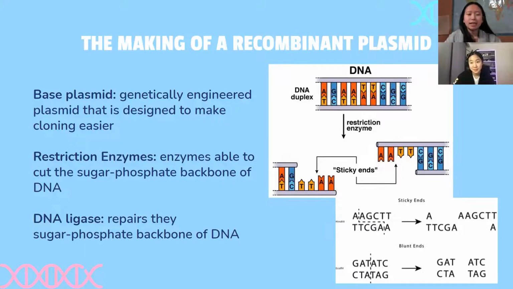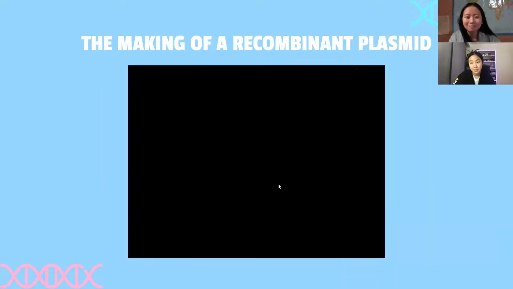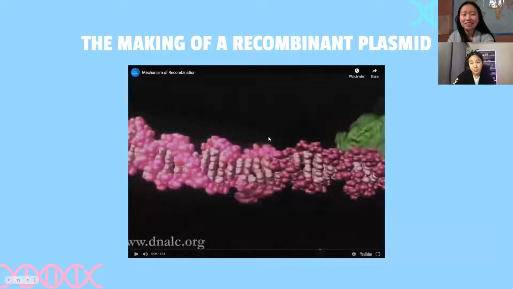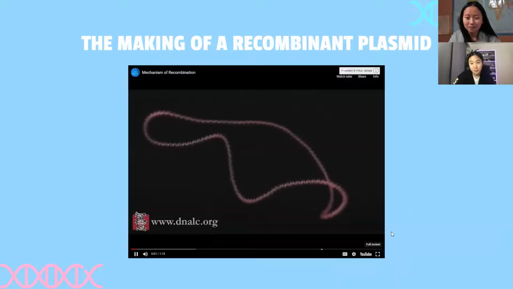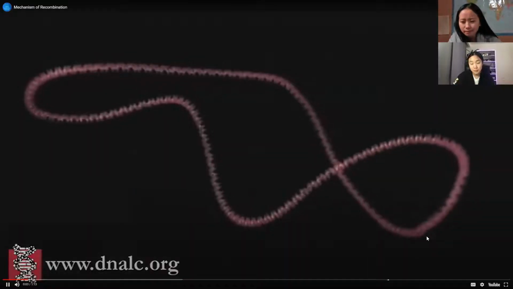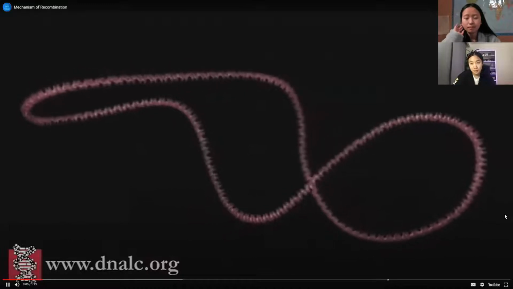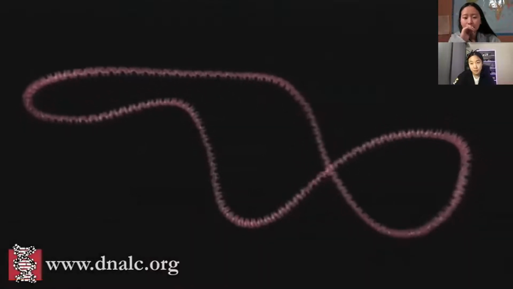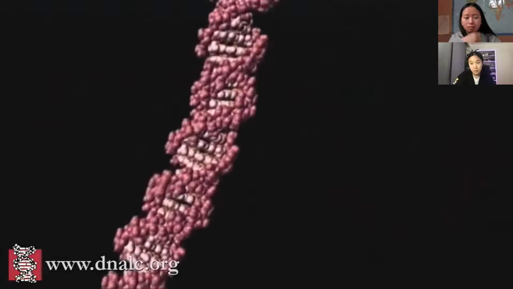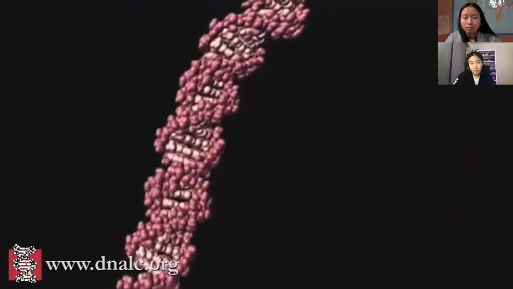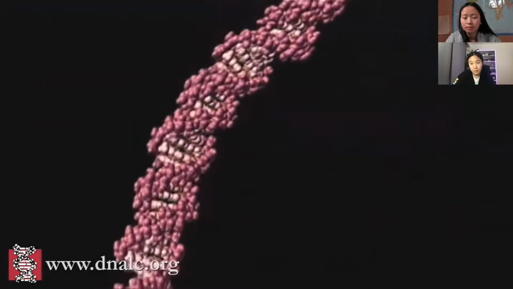The final thing is DNA ligase. This is an enzyme that is able to repair the sugar phosphate backbone of DNA. And you'll see how all 3 of these components come together in the process of making a recombinant plasmid in this video. A common technique in genetic engineering is to insert a new gene into a loop of bacterial DNA called a plasmid. The molecular tool used to cut DNA is a restriction enzyme such as ECO-R1.